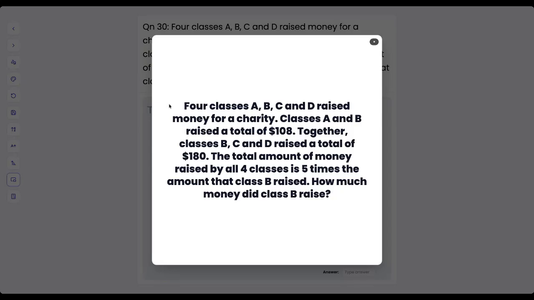Okay, question 30. 4 classes A, B, C, and D raised money for charity. Classes A and B raised a total of $108. Together, classes B, C, and D raised a total of $180. The total amount of money raised by all 4 classes is 5 times the amount that class B raised. How much money did class B raise?